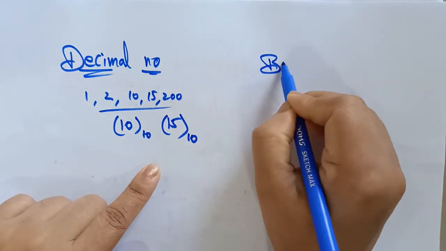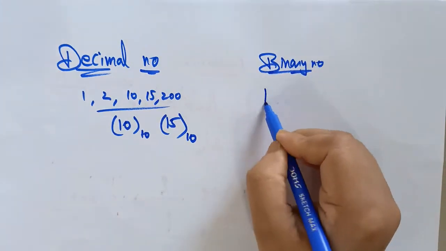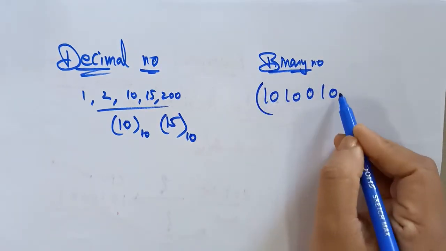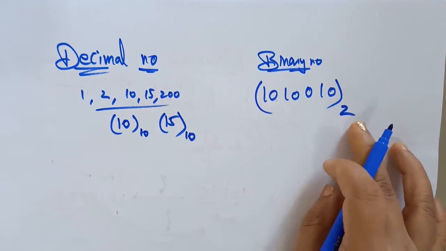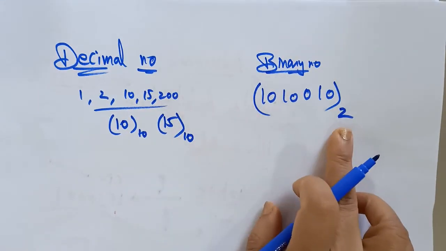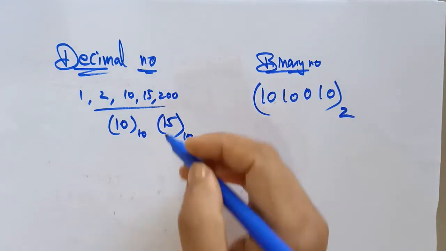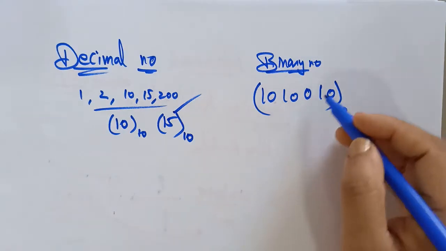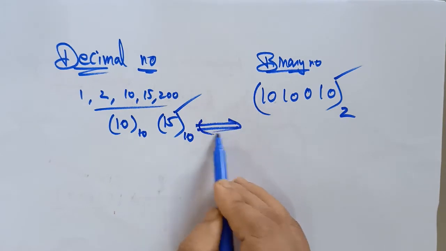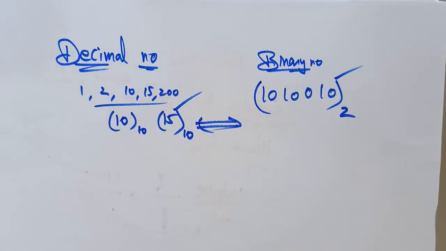Then what about the binary number? Binary numbers are nothing but everything in the form of ones and zeros. Ones and zeros are the representation of a binary number. If you want to represent any binary number, you write base 2. Remember this: 10 is for the decimal number and 2 is for the binary number. So I call this a decimal number and I call this a binary number. How is a decimal number converted into a binary number, and how is a binary number converted into a decimal number? That we will see in this video.